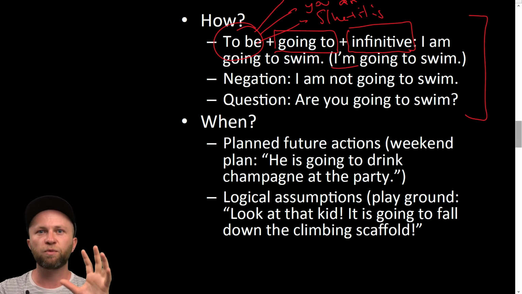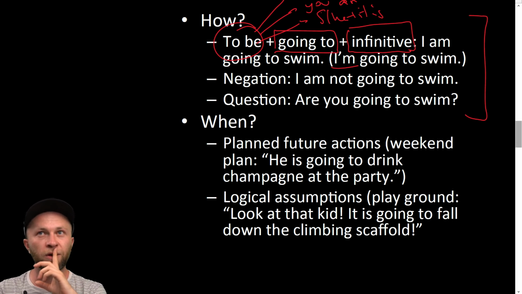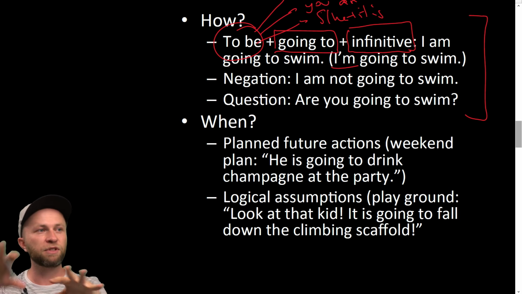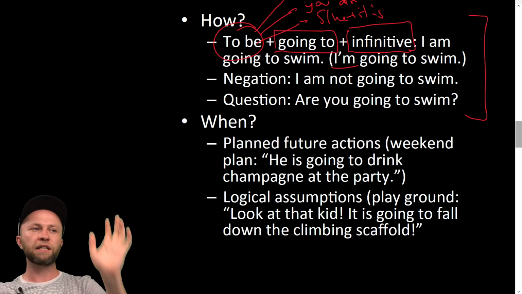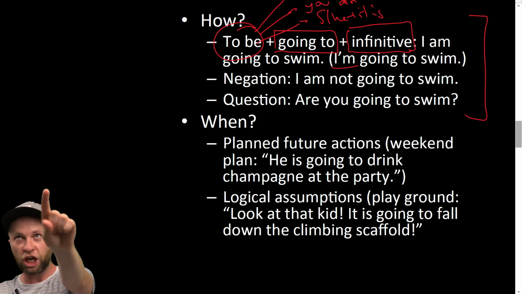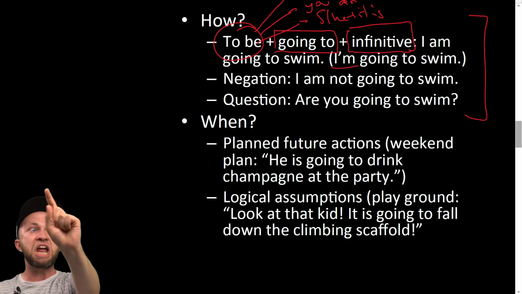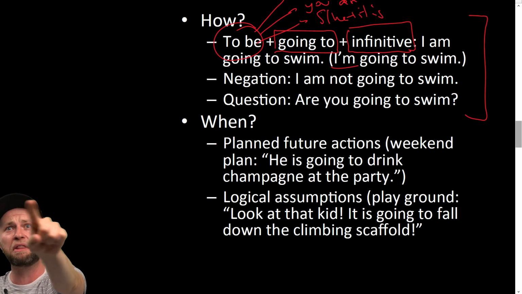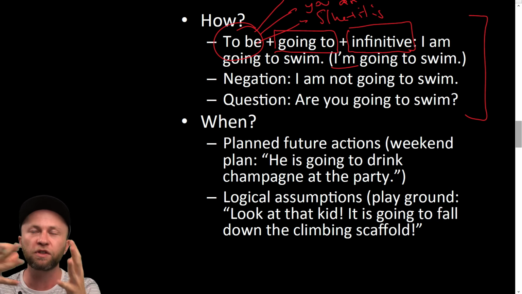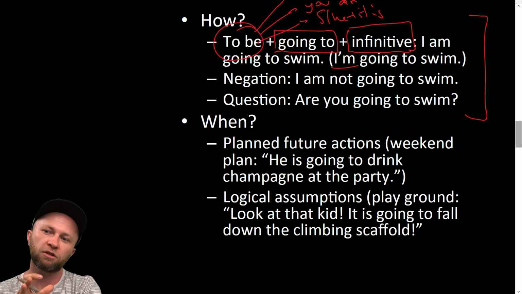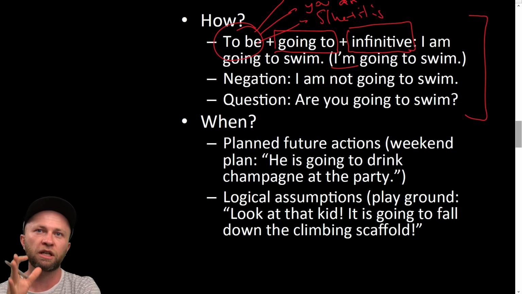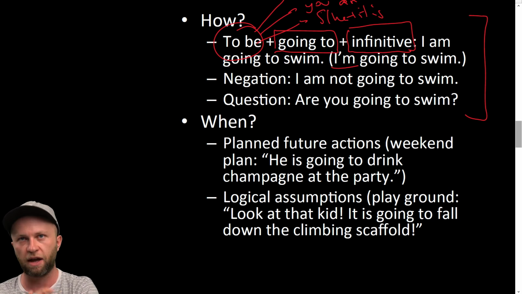And so planned future actions and also logical assumptions, which means, like here an example, you're at the playground where the kids play and you see a kid that climbs up the climbing scaffold and it's fumbling and tumbling, and then you say, oh, look at that kid, it is going to fall down the climbing scaffold. So if you see something that is immediately translating into an action that you are absolutely sure that it's going to happen.